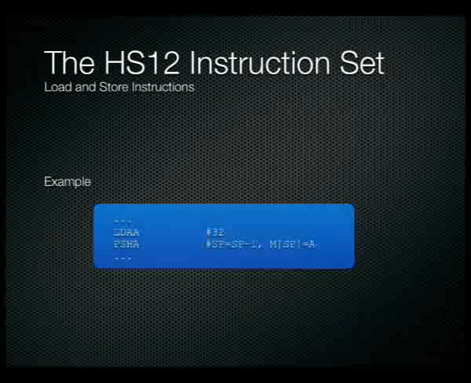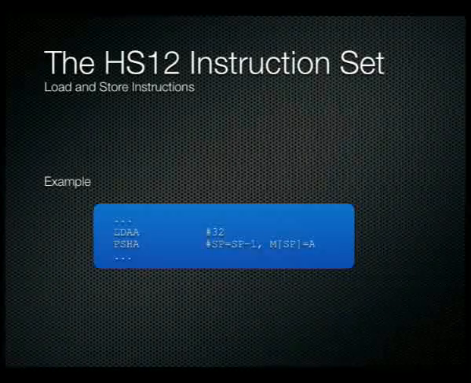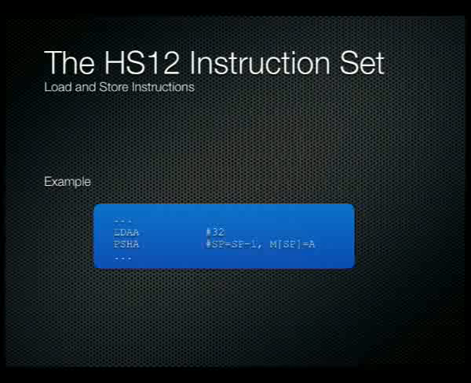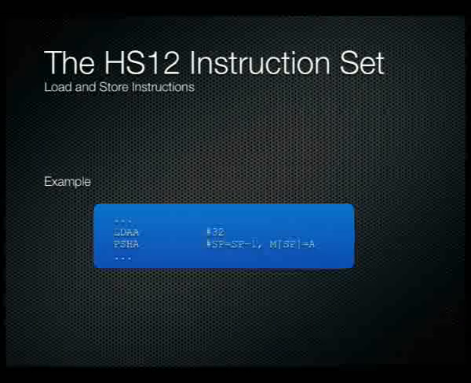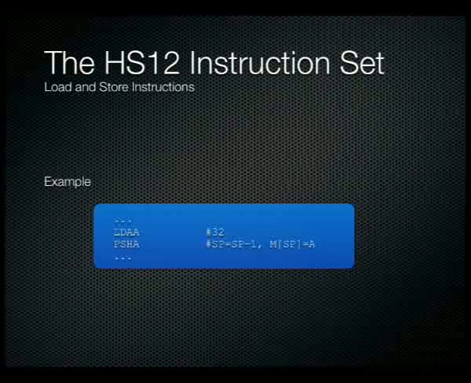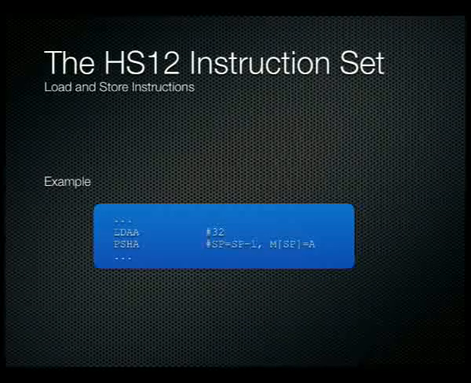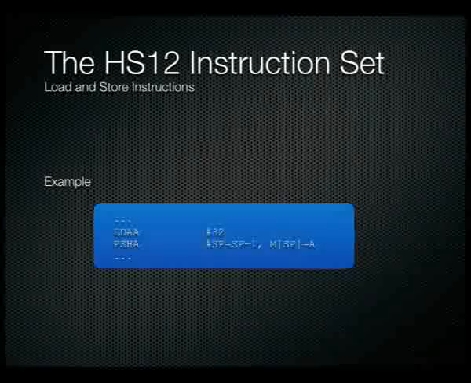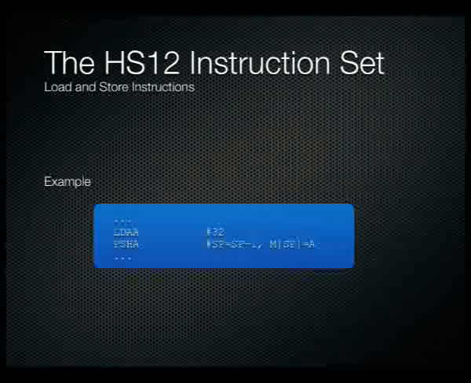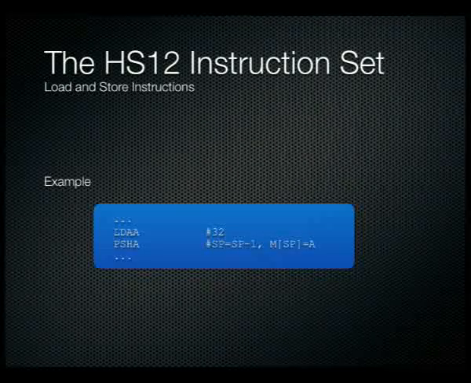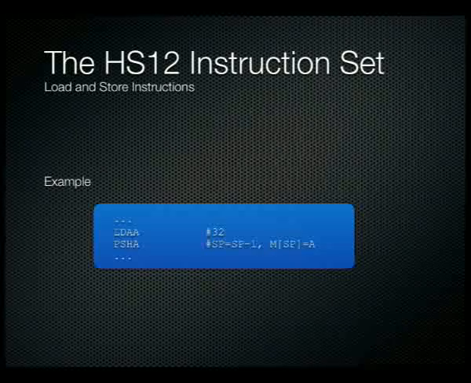So I've given you here a very simple example of using the push command. We simply load accumulator A with the decimal value 32, and then we simply push that value onto the stack. So what happens when we do a push A? The stack pointer is decremented, so stack pointer equals stack pointer minus 1, so it points to a memory location slightly lower than where we currently are, and then we simply store that value of A at the memory location that the stack pointer refers to.